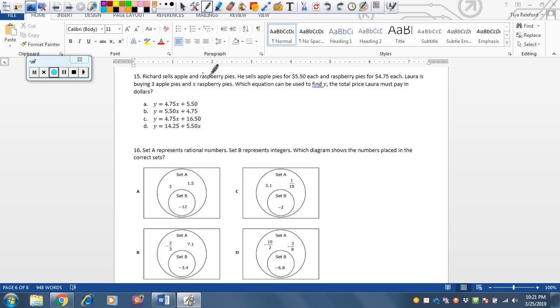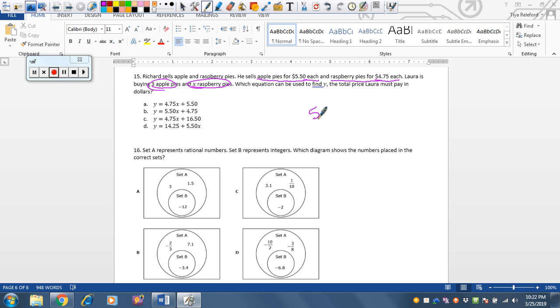Richard sells apple and raspberry pies. He sells apple pies for $5.50 each. Sounds like a multiplier to me. And raspberry pies for $4.75 each. Laura is buying 3 apple pies and X raspberry pies. Which equation can be used to find Y, the total price Laura must pay in dollars?